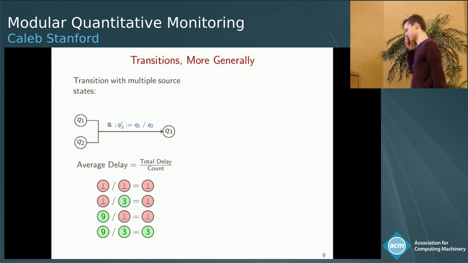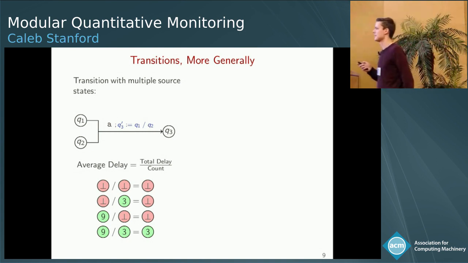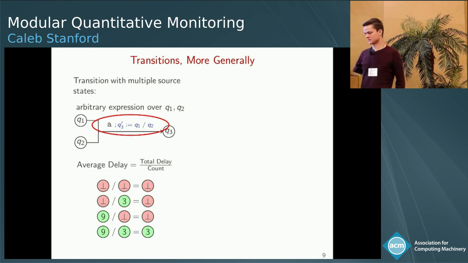which is often useful. For example, in these applications, you often want to compute something like an average, and an average is a quotient of a total and a count. So in order to do that, you need to have one state that's keeping track of the count, one state that's keeping track of the total, and then you need to divide them. So you need a transition like this, which sets the output to the quotient of the two inputs. And the semantics of that is just that if either of the input states are inactive, then it doesn't evaluate. So Q3 will be set to inactive unless both of them are active, and then it will be evaluated, as you can see from this table. So if both Q1 and Q2 have a value, then Q3 gets a value. And in general, this can be an arbitrary expression.